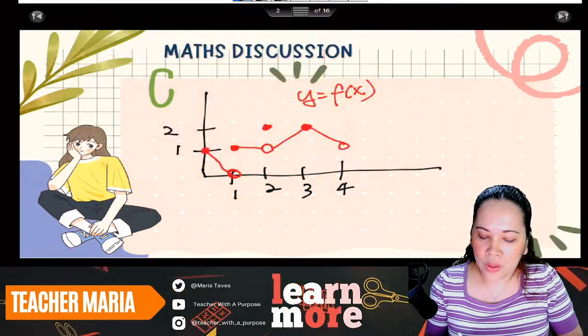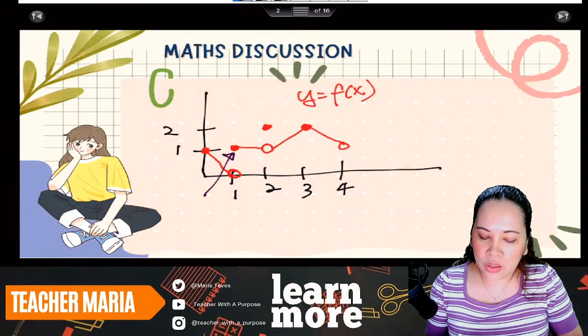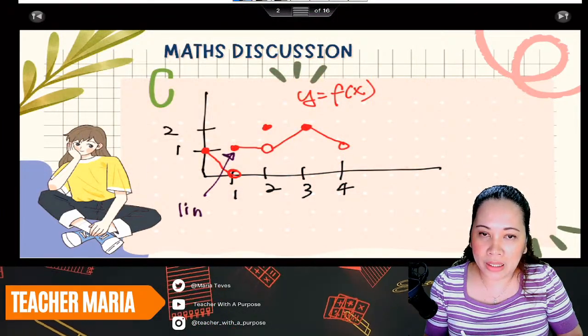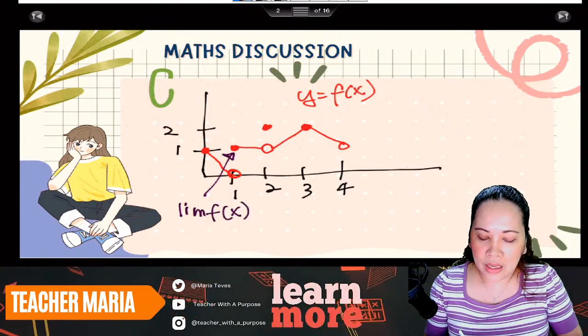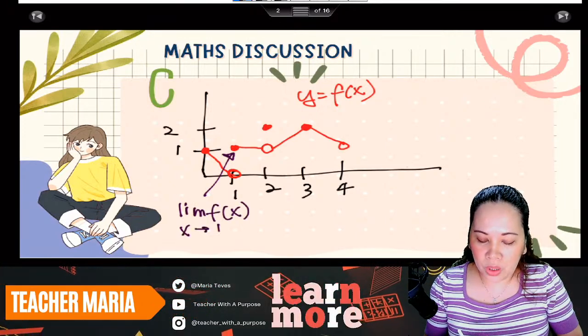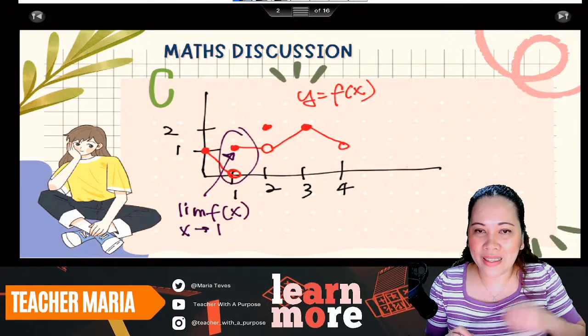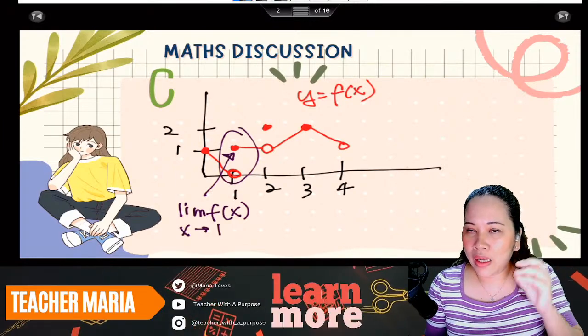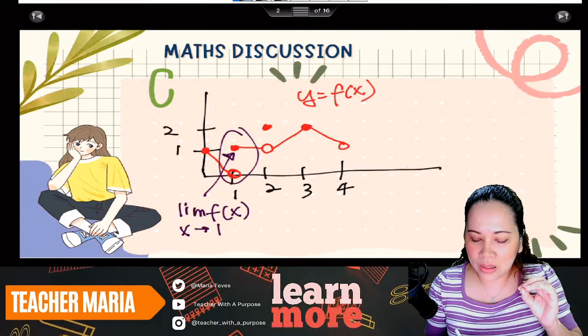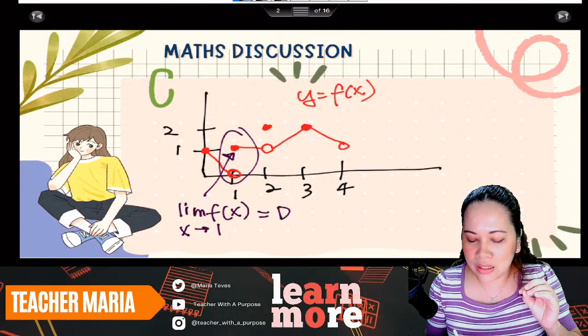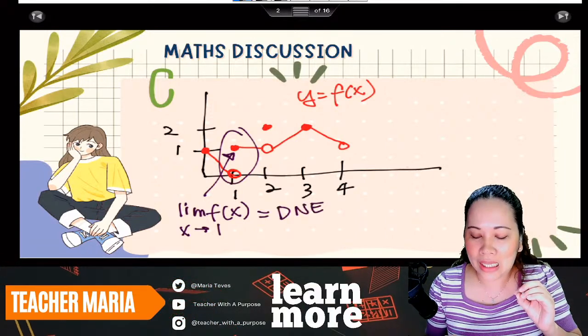For this point here, you would say the limit of f of x as x approaches 1. Since both sides are not equal, one is a solution and the other one is not a solution. Hence, you would say it does not exist. It's a DNE.